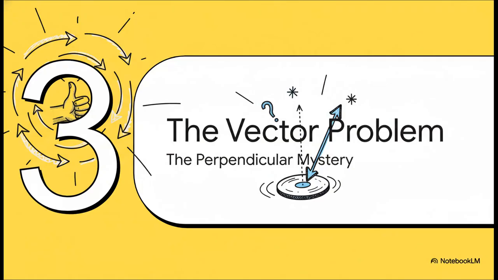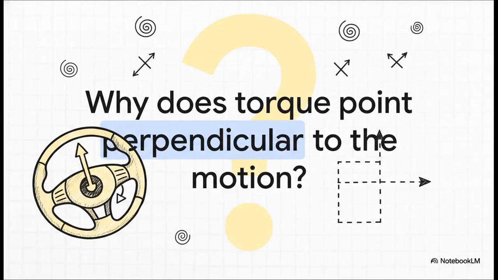And that brings us to section 3, the vector problem, the mystery of the perpendicular force. This is where it all gets weird, because when you use that right-hand rule, your thumb points somewhere that makes no sense at all. So here's the big question. If you're turning a steering wheel, right, the force is circular, the motion is circular, everything is happening in this flat circle. So why on earth does the math say the torque vector points straight out of the wheel at your face? It's totally perpendicular to everything that's actually moving.